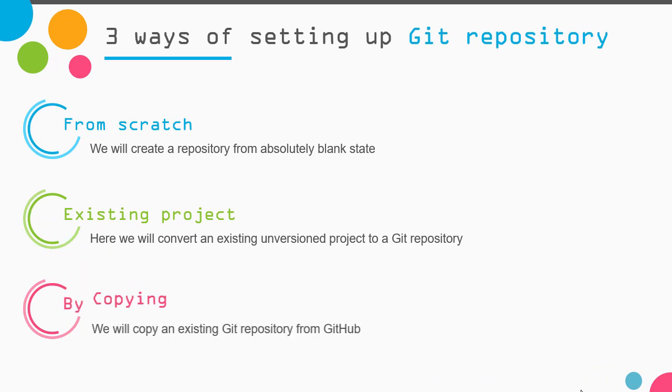Now the third technique: creating a repository by copying a project from the central repository. So what do you mean by that? We'll learn this technique in the next section. Here we'll copy a project from GitHub, which will be our central repository.